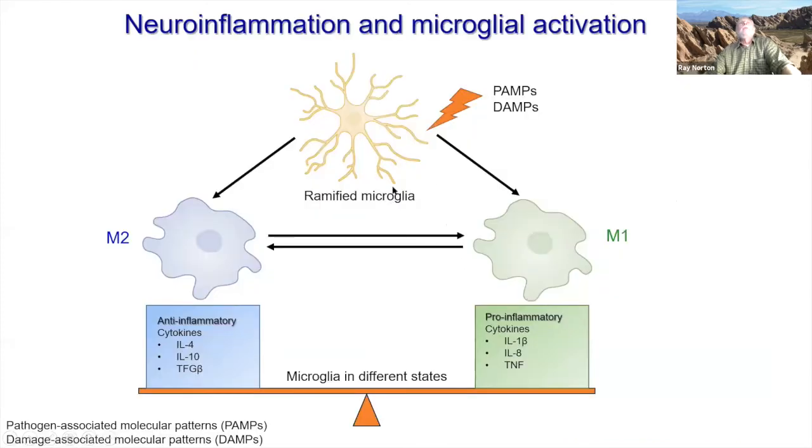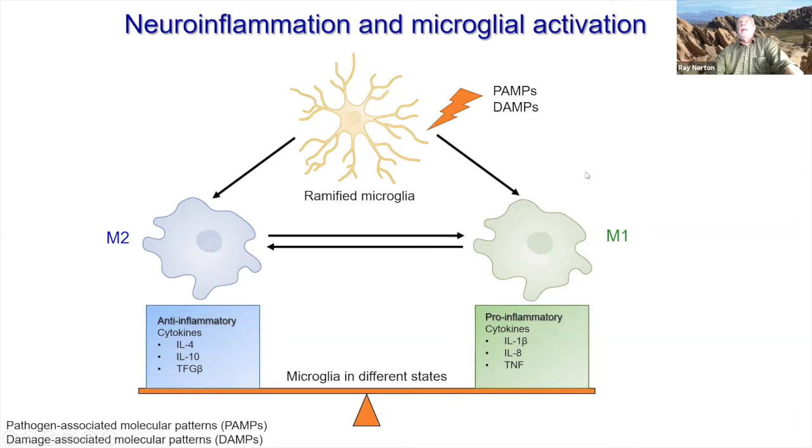So microglia, which are the resident macrophages in the central nervous system, look like something like this when they're at rest, when they're not stimulated. And when they become stimulated, they can go through a couple of pathways. Now, this is an oversimplification. People think there are probably more subsets than just M1 and M2, but for the purposes of today's discussion, there's M1, which are pro-inflammatory microglia, and M2, which are anti-inflammatory.